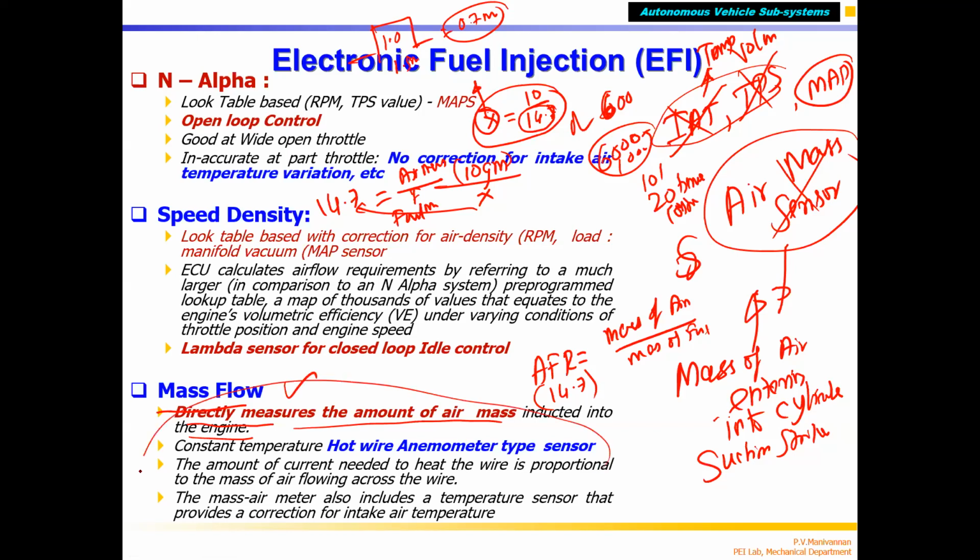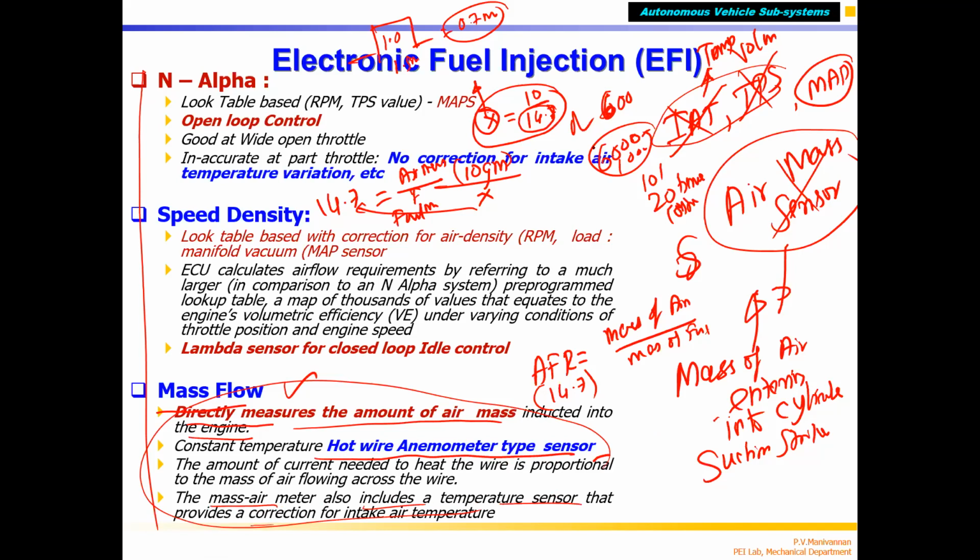This is the best method, correct? For that, the sensor used is the hot wire anemometer air mass sensor. It is very expensive compared to the TPS and IAT together, but the air mass sensor also includes a built-in temperature sensor. So these are three different methods used.